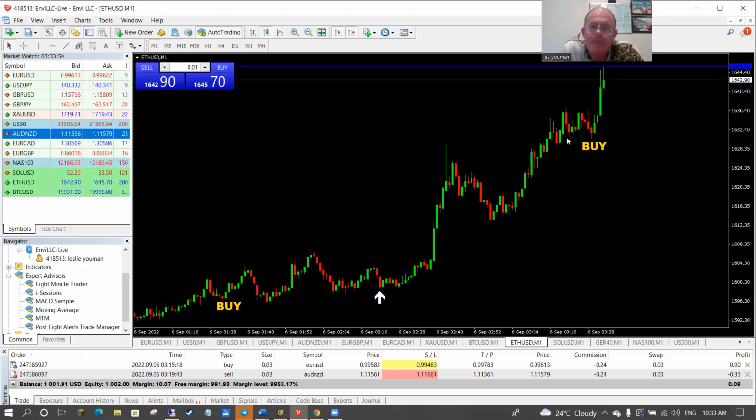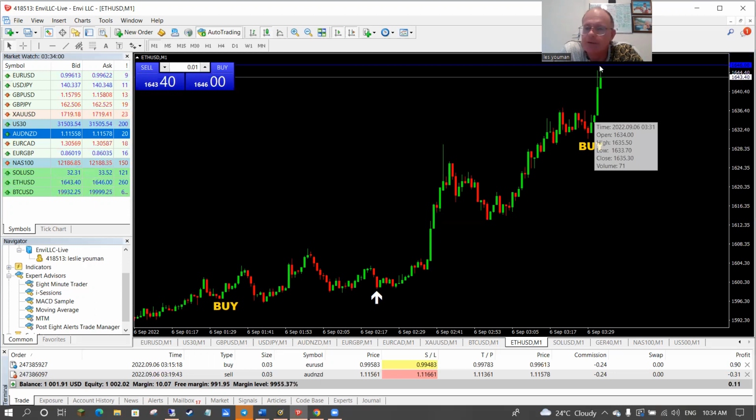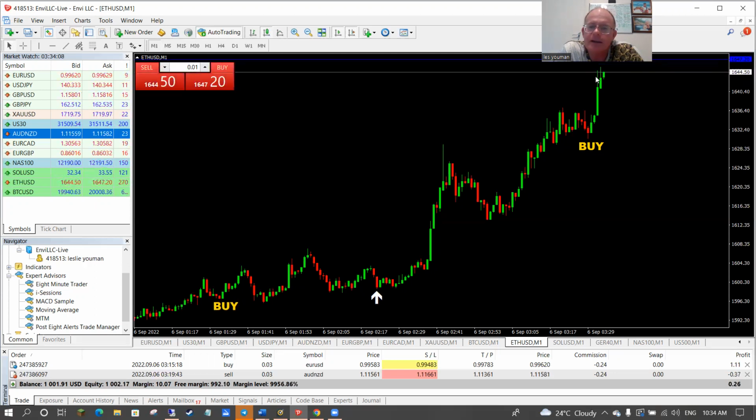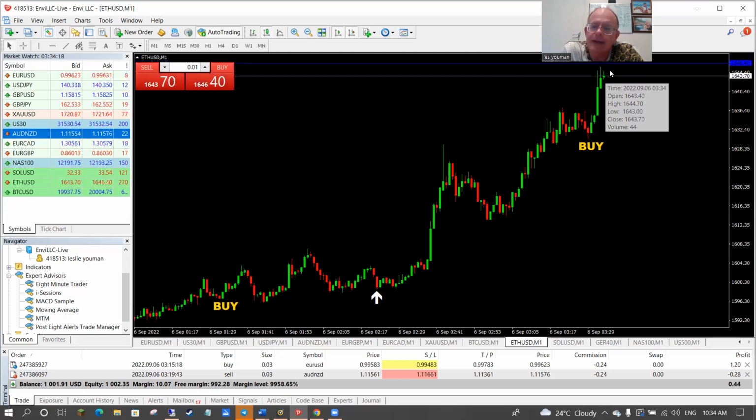But yeah, so we got the buy alert on this candle here. Two candles later, it's gone into decent profit. It's tempting because it's pushing up so strong, and it is a very strong uptrend. It's tempting to jump in now.